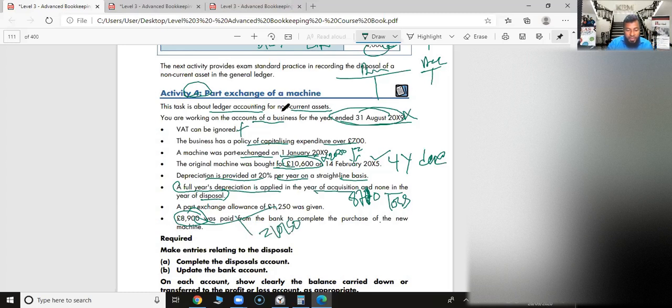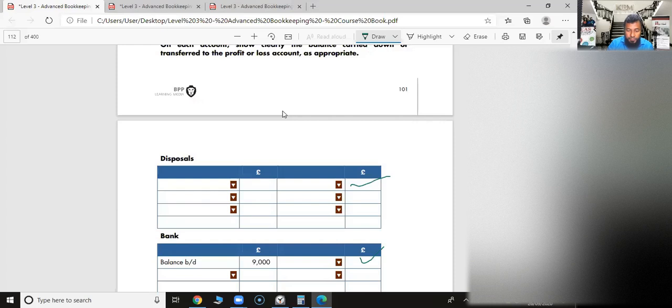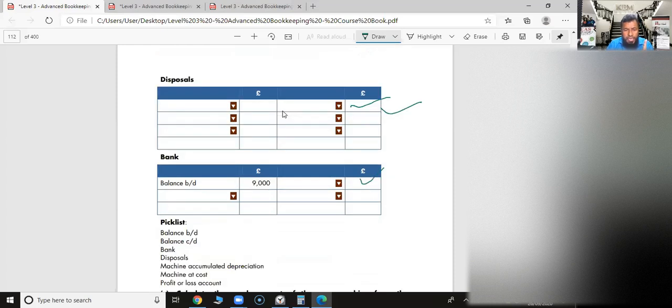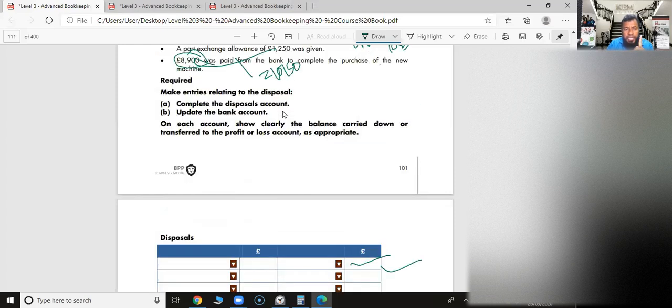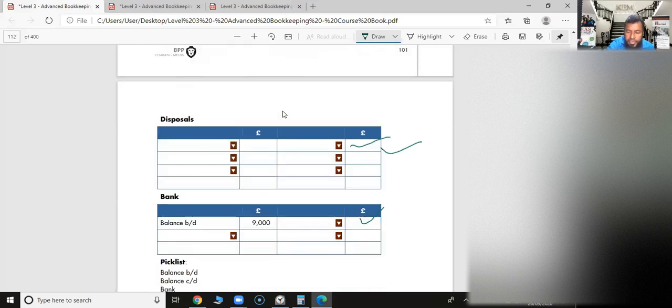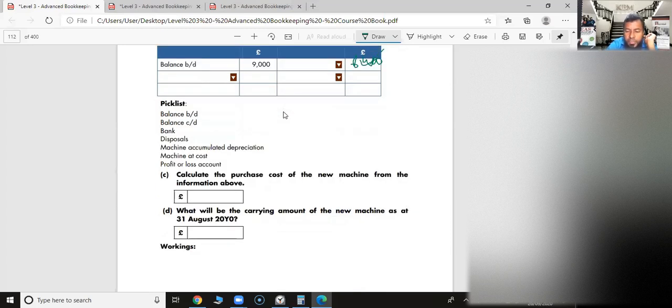Yes, I know definitely you can do the disposal account. The bank account is going down this time, and down only by 8,900. That would be here, 8,900. And the question: calculate the purchase cost of the new asset. That is the answer you people gave me, 10,150. What will be the carrying amount? That's a nice question.